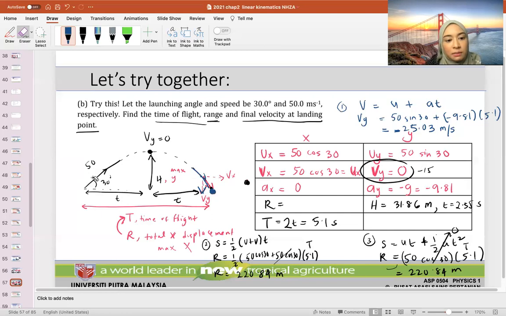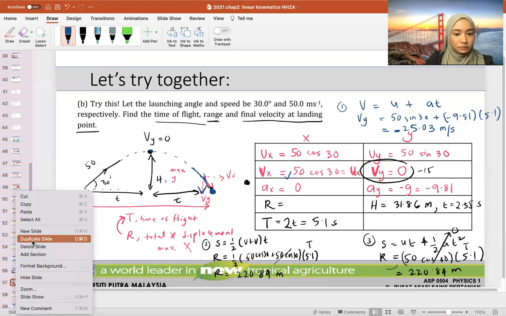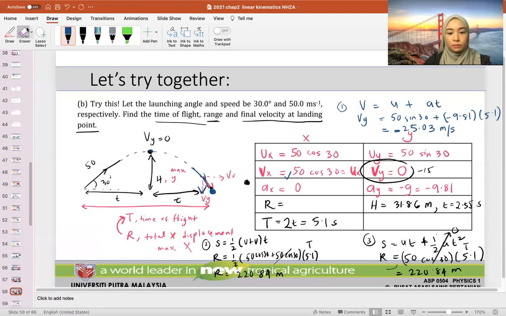So the value is the same. Same. Kat sini pun same. Okay, so Vx at the final position is the same as Ux, 50 cosine 30. So this value still applies. Kat sini pun Vx, kat sini pun Vx, kat sini pun Ux equals to Vx. Okay, so it's everywhere, it's the same value. Okay, now that we know our Ux and our Vx, let me duplicate this slide and remove this.